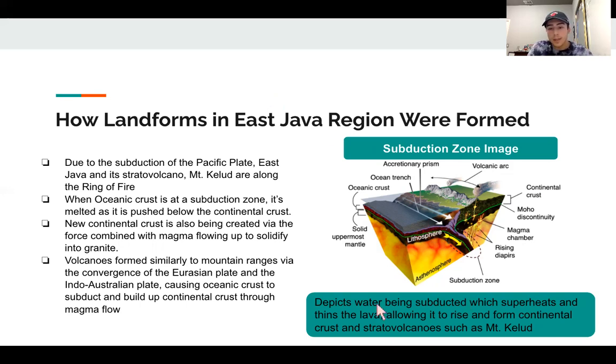And yeah, as we can see, I made a little note. It shows the water being subducted, which allows it to superheat the lava and thin it so that it can easily rise and form continental crust.